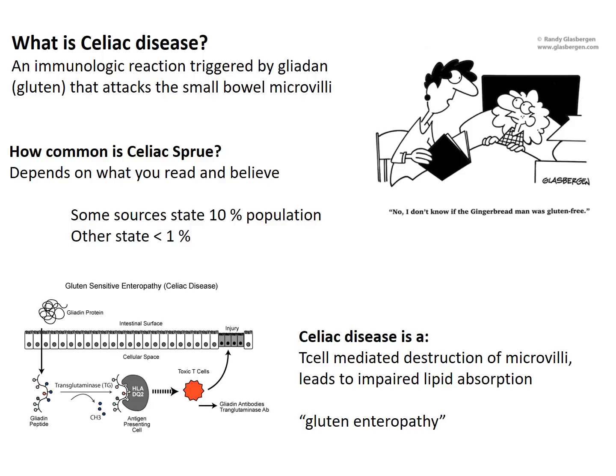Let's talk now a little bit about celiac disease. Celiac disease is an immunologic reaction which is triggered by the protein gluten, and that immunologic reaction occurs on the epithelium of the small bowel, also referred to as celiac sprue. I've seen variations on the epidemiology of this, where some sources say as much as 10% of the population has gluten sensitivity, to less than 1% of the population having the true disease.